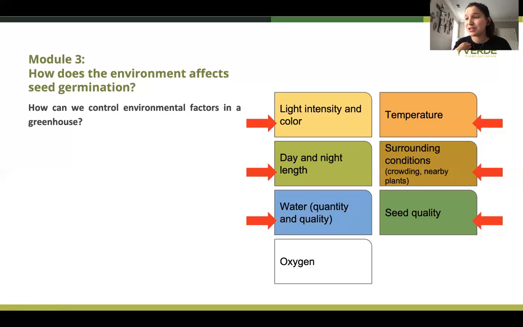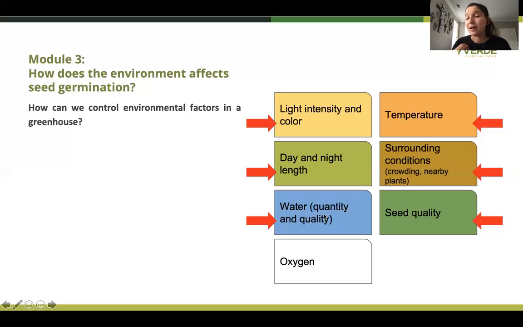We as greenhouse managers get to choose how many seeds we plant in a certain area, right? Is it going to be 1 seed per soil plug? Is it going to be 3? Is it going to be 5? And we get to control what plants are nearby, if they're shading the area or if they're not. And that's a really important thing to think about too.